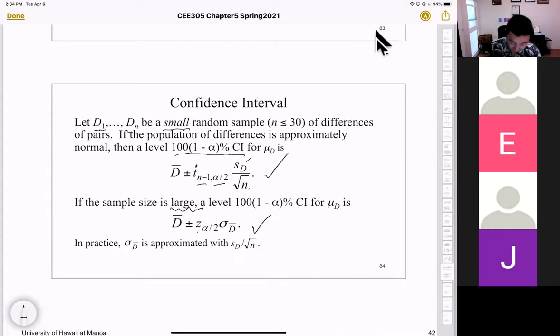So for paired data, depending on the sample size, we use either this or that. Sigma d is the standard deviation for d. If we do not know that, we can use the sample standard deviation over the square root of sample size n. So that is paired data. Depending on the sample size, we use either the t value or the z value, one of these two equations.